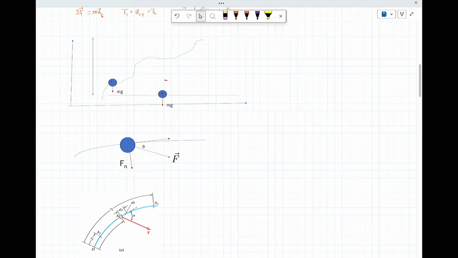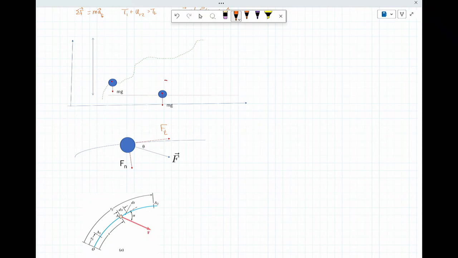So if I have a force that's operating on some sort of particle and it moves along some path. The blue line is the path, Ft is the tangential component, and Fn is the normal component of force acting down towards the center of curvature.